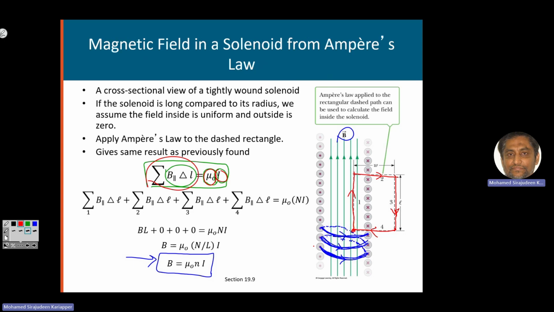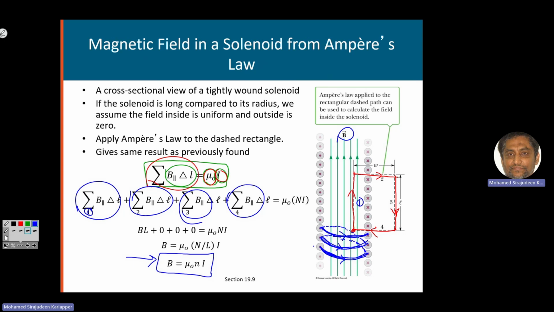Let's see whether we can use Ampere's law to get the expression for the magnetic field inside a long solenoid. I will break this into 4 segments. The wire number 1, which is inside, and wire number 2, the second horizontal, then wire number 3, and wire number 4. I'm going to break it into these parts and evaluate all of these one by one.